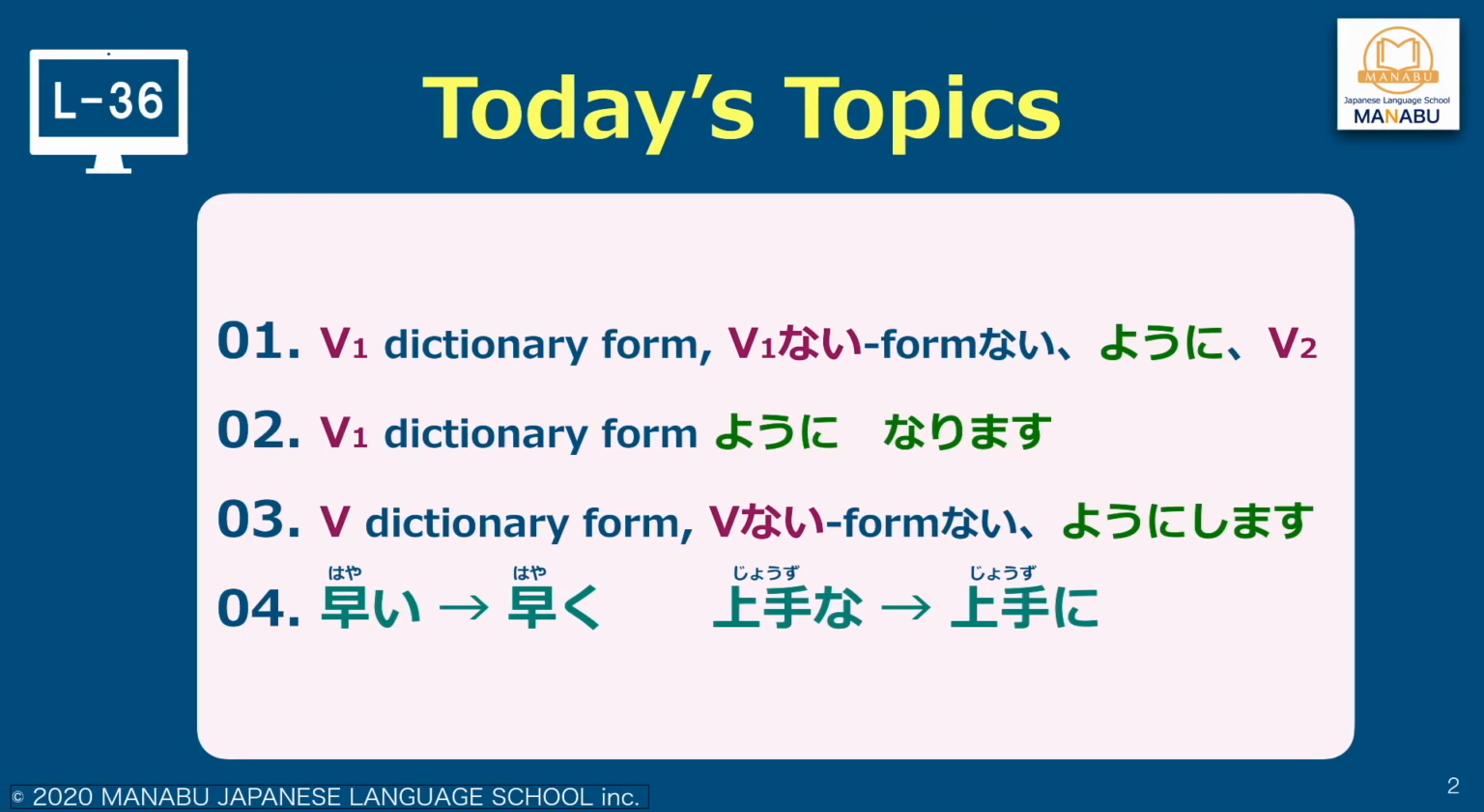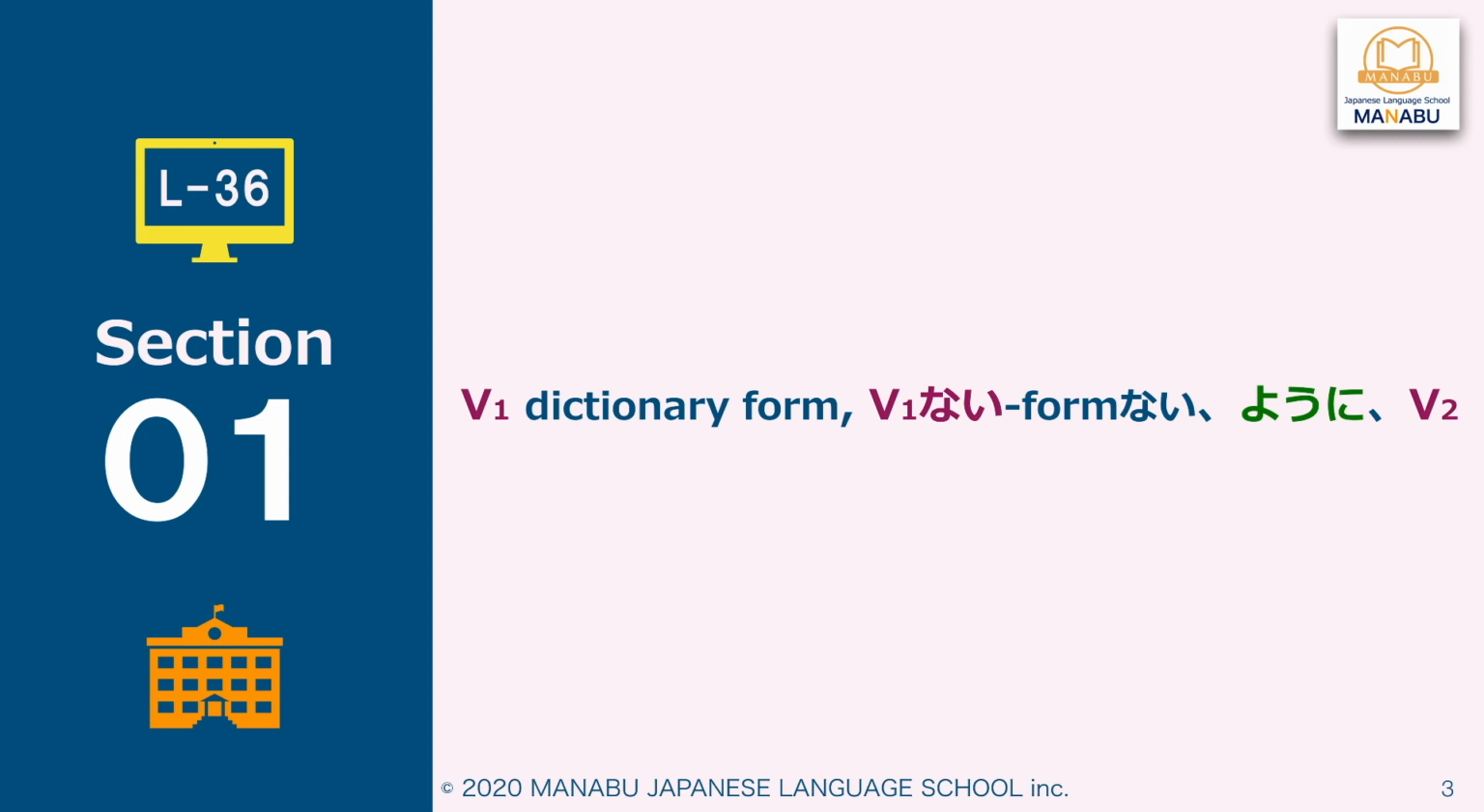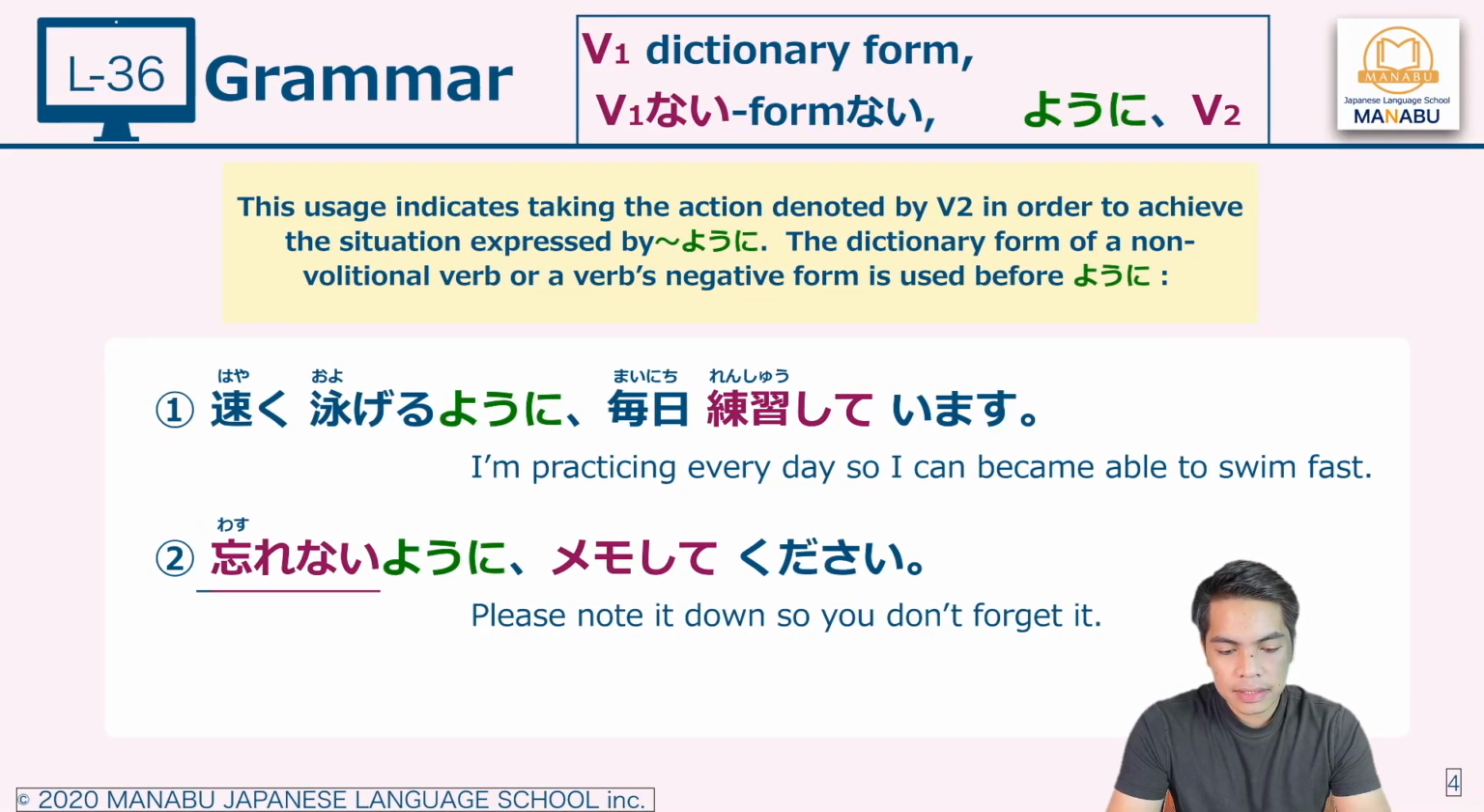So for today's topics, we will learn the uses of yoni. Grammar point number 1, verb dictionary form yoni, verb 2, and verb nai form yoni, verb 2. So this indicates taking the action denoted by verb 2 in order to achieve the situation expressed by the yoni, or what comes before yoni. The dictionary form of a non-volitional verb or a verb's negative form is used before yoni.